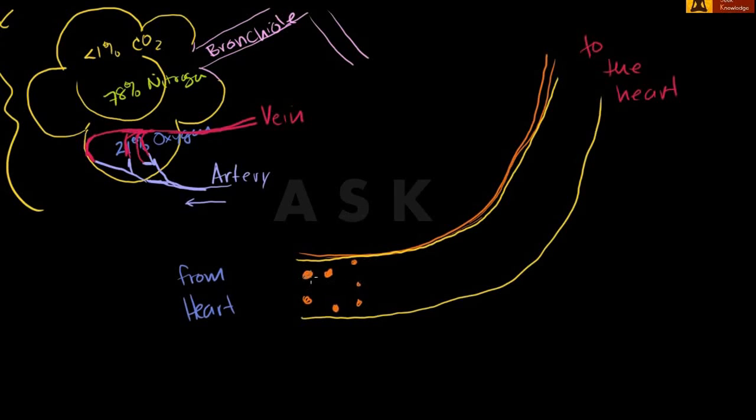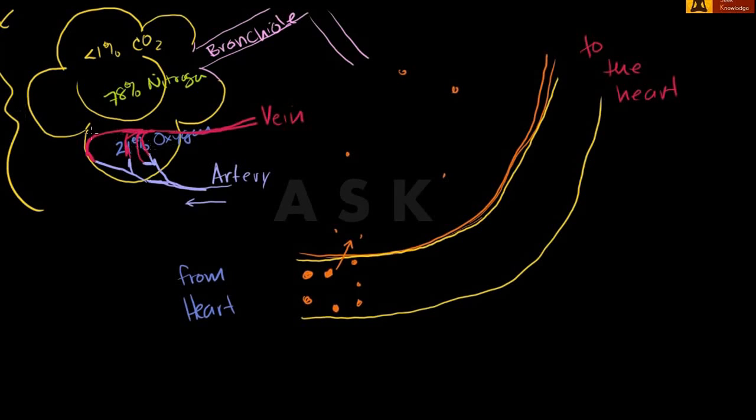And the concentration of carbon dioxide in the deoxygenated blood is going to be higher than the concentration of carbon dioxide in the alveolus. So if this membrane is porous to carbon dioxide, and it is, these carbon dioxide molecules are going to diffuse. They are going to diffuse into the alveolus.